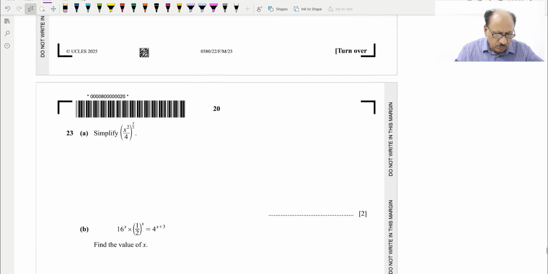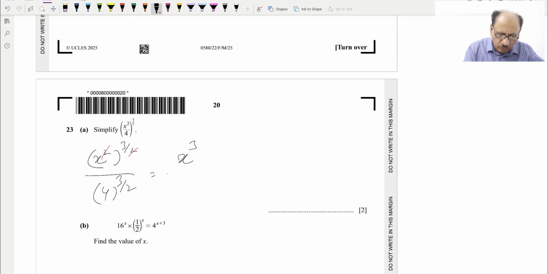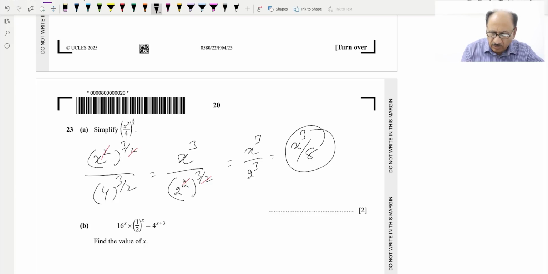Now question number 23, which is simplifying this in indices. We'll take a separate power of this one, 3/2, and 4 raised to the power 3/2, and we can cancel this 2 with 2, and this will be x cubed over this one. We can write 4 as 2 squared, raised to 3/2, and then we can cancel this 2 and 2. So this will be x cubed over 2 cubed, which is equal to x cubed over 8, and this will be our final answer for 2 marks.